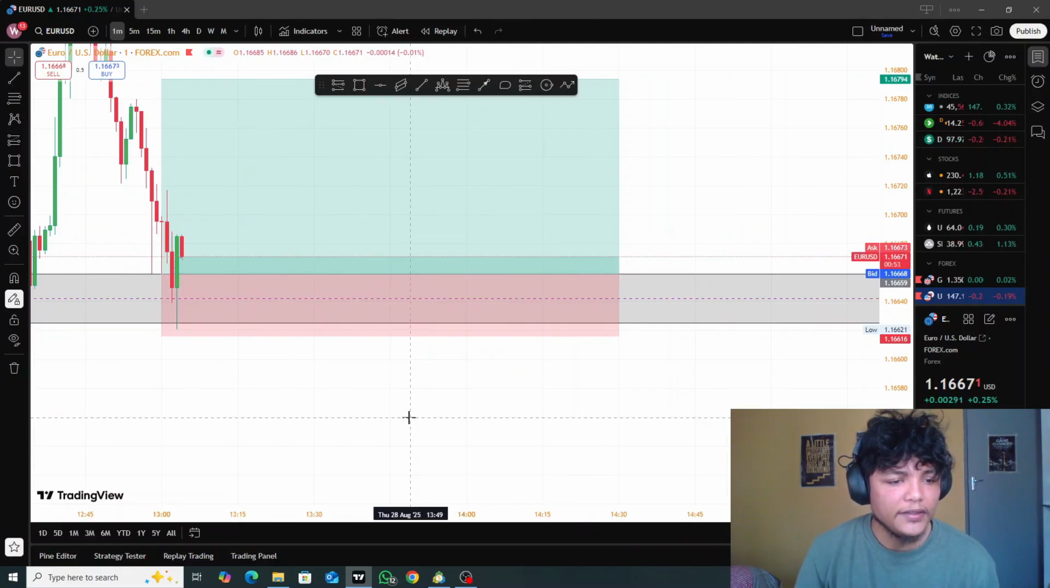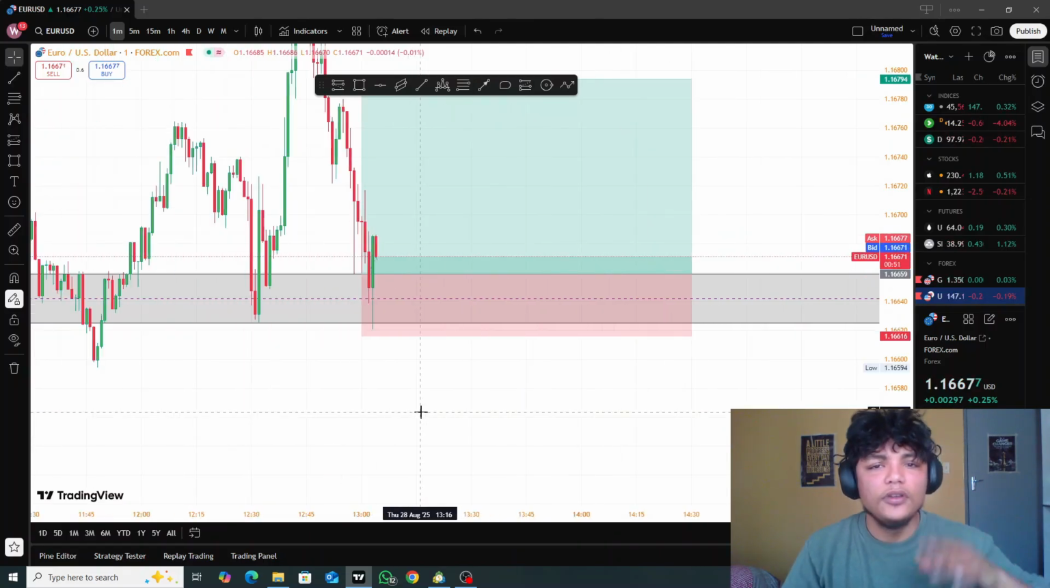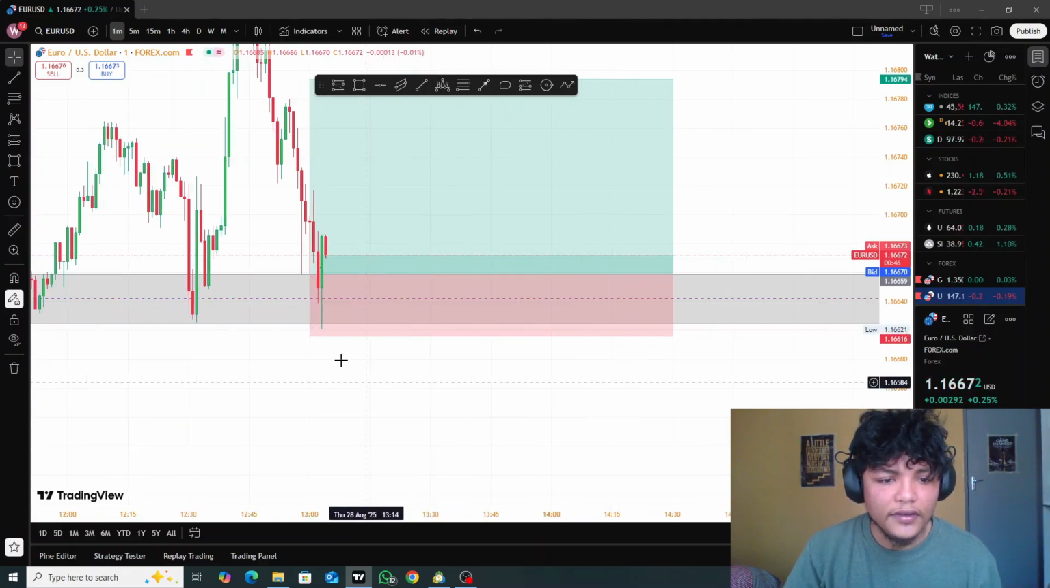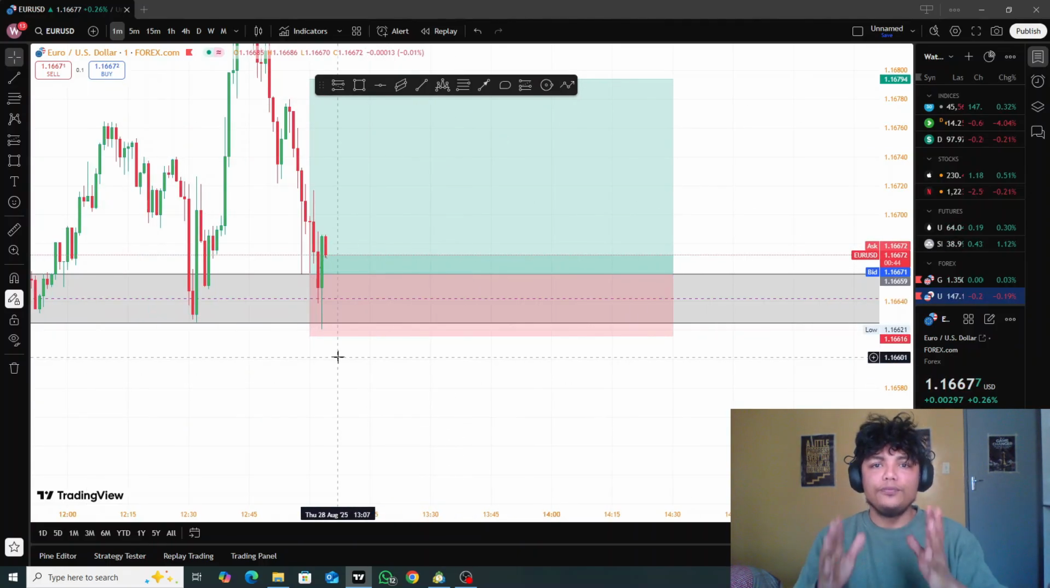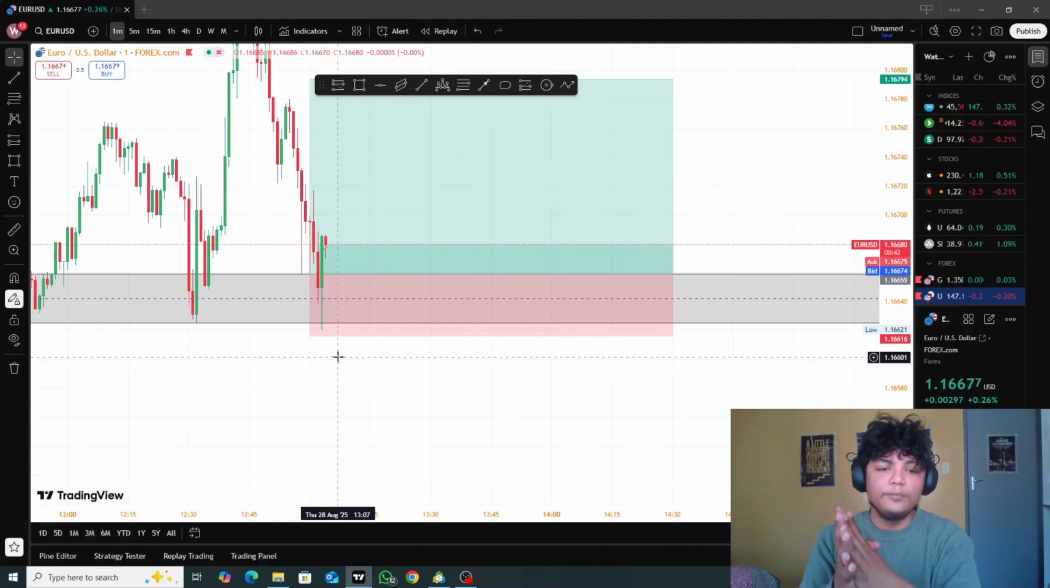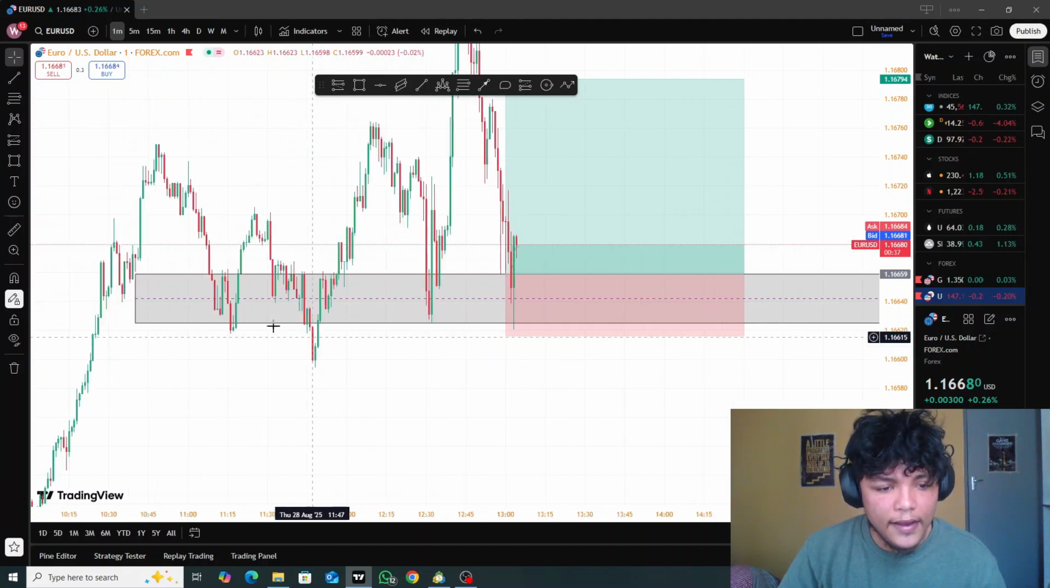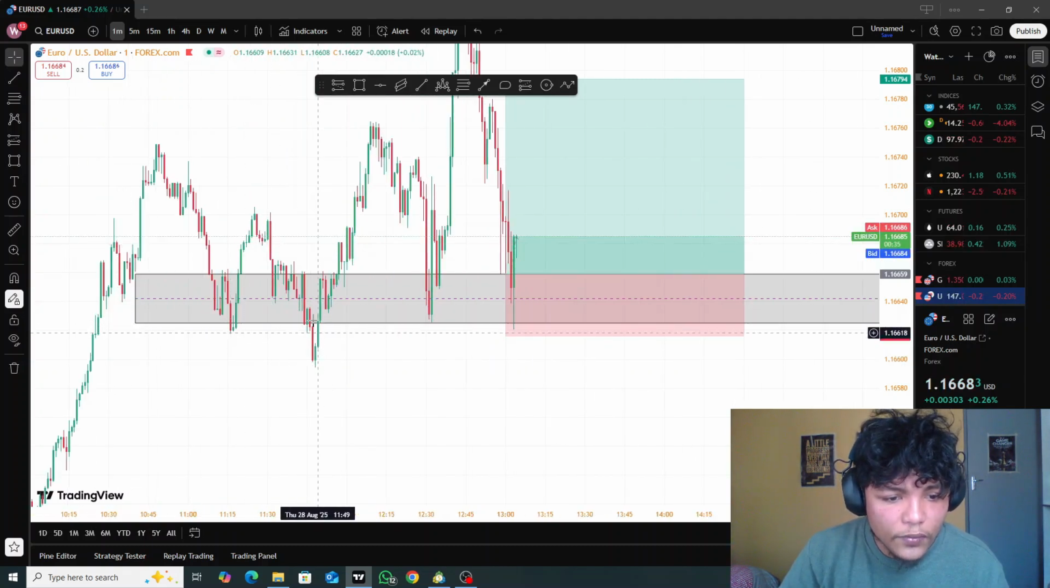Now it made an engulfing candlestick pattern. But yeah, I'm not here to take trades, but as you can see, this is a nice strategy to buy at support levels on an uptrend and to sell at resistance levels in a downtrend. And then you can see how liquidity works as well.